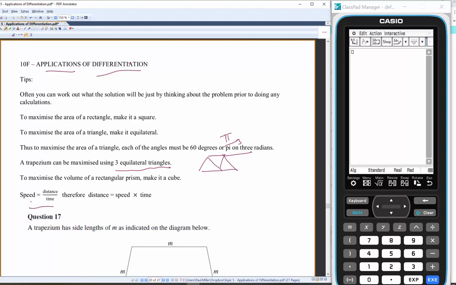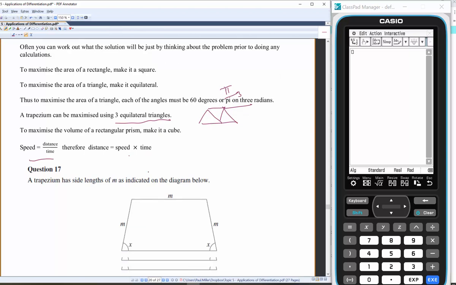Another really important one is this formula here, speed equals distance over time, or the transposed version of that is distance as the subject is speed by time. So let's try to apply it to a few scenarios.